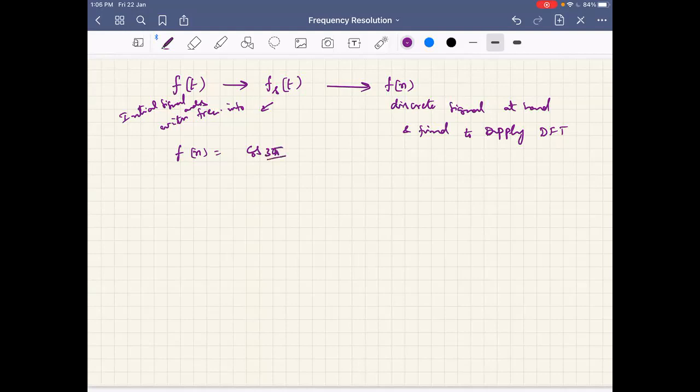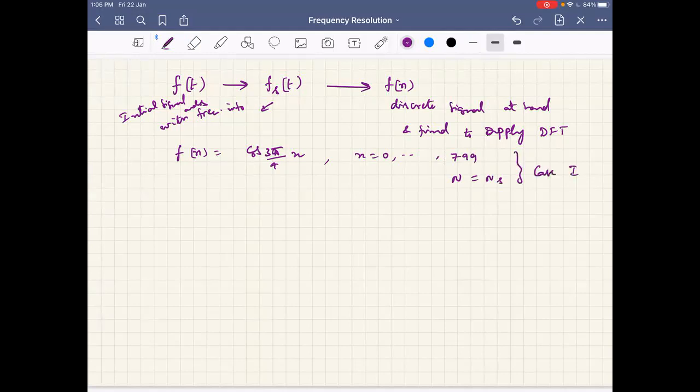3 pi by 4 into n. We may take n equal to 0 to, say, assume that I have taken only 800 samples. In the first case, let me take 799 samples. In that case, n equal to Ns. So this is case 1.